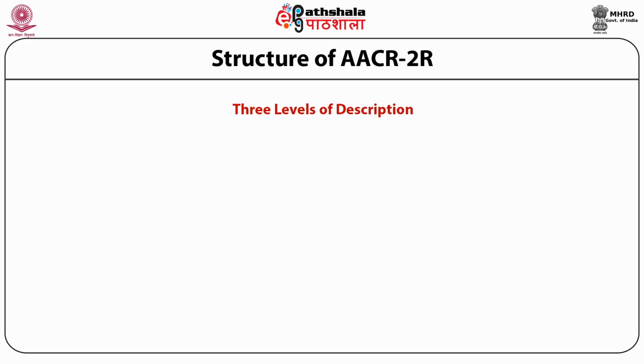Three levels of description. Cutter was the first man who included in his rules for a dictionary catalog rules for descriptive cataloging for three types of libraries, that is, small, medium, and large. Keeping in mind the utility of these rules, AACR-2, published in 1978, has made a similar provision of three levels of description, and AACR-2R has continued this provision.